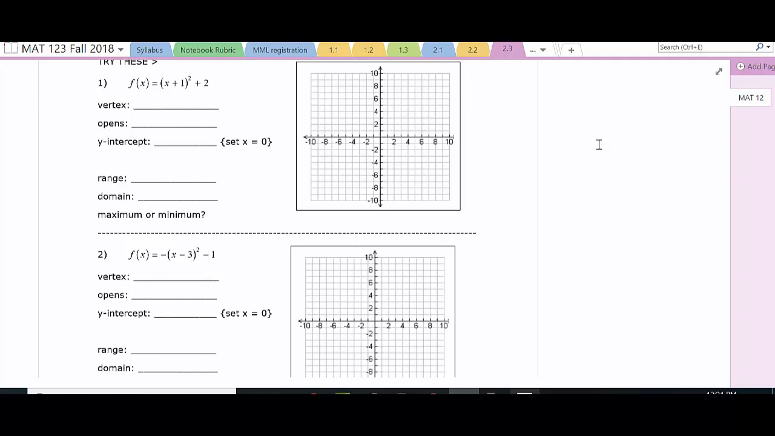So that's doing okay. Okay, and your vertex is negative 1, 2, and it opens up, so you're doing that okay.